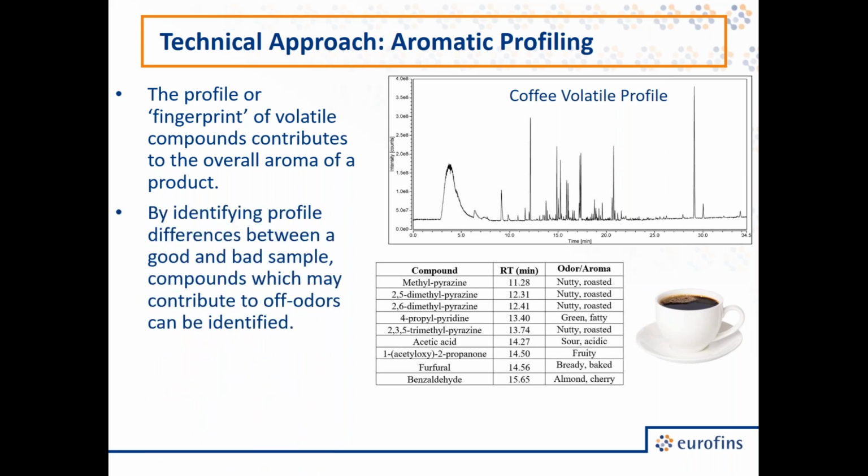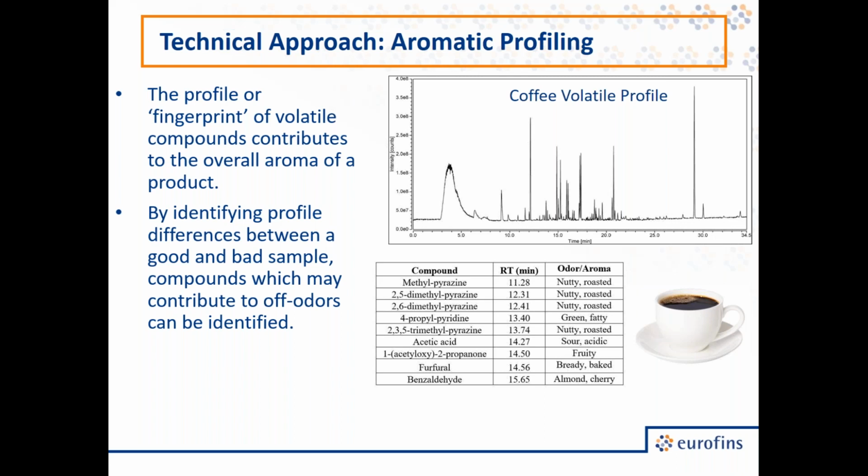And so how do we go about identifying compounds that might be responsible for an off odor when these profiles tend to be quite complex? Well, we do this by looking at a control sample and the sample that has the off odor, or the suspect sample. Ideally, these two products are as similar as possible. So for example, different batches of the same product, where the good batch doesn't have the off odor and the bad batch does.